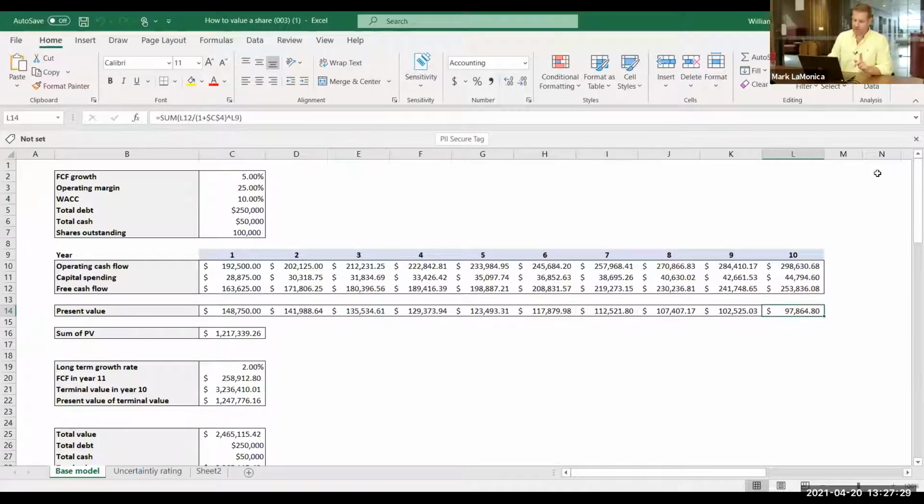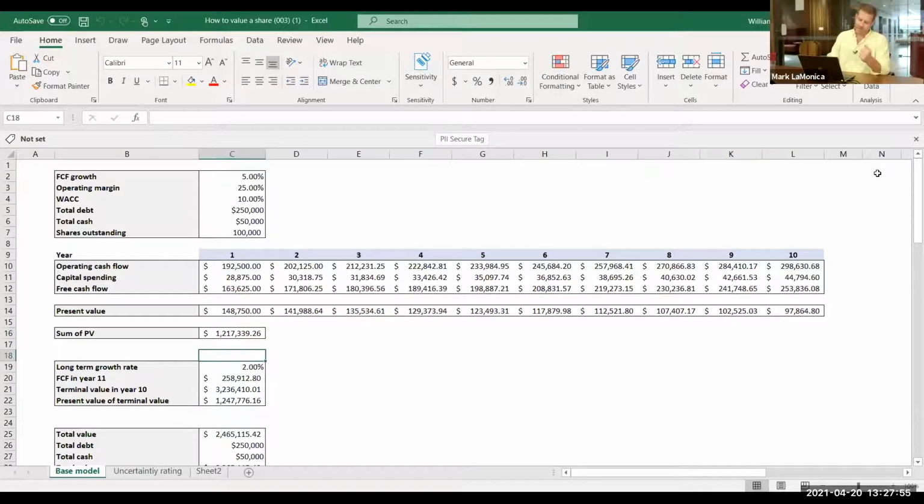Now, I just lined them all up here so you can see it. So this $253,000 that we make 10 years from now is worth $97,000 today, given the discount rate I'm using. And we simply come up with the sum. We add up all these present values. So there we have it, 1.2 million. Now, that's not what the company's worth, because we've only gone out 10 years.